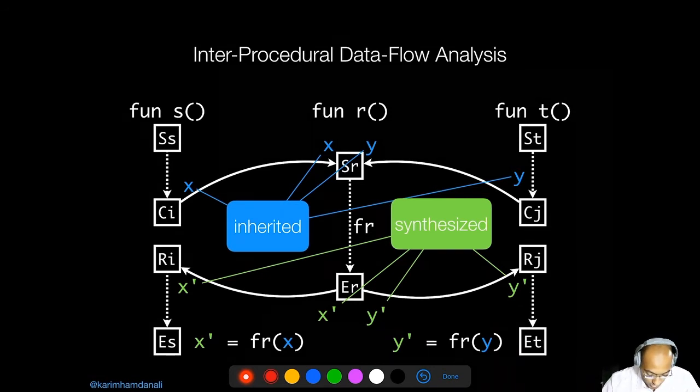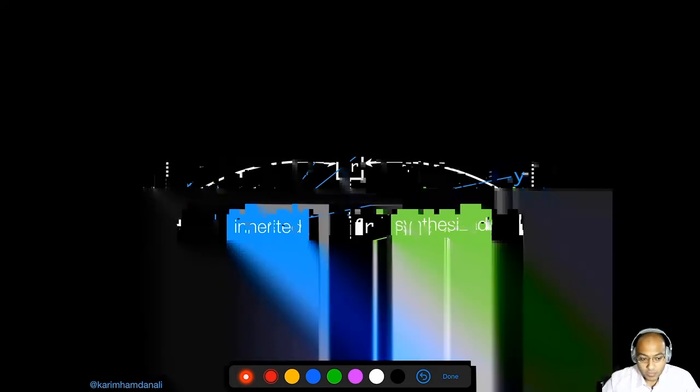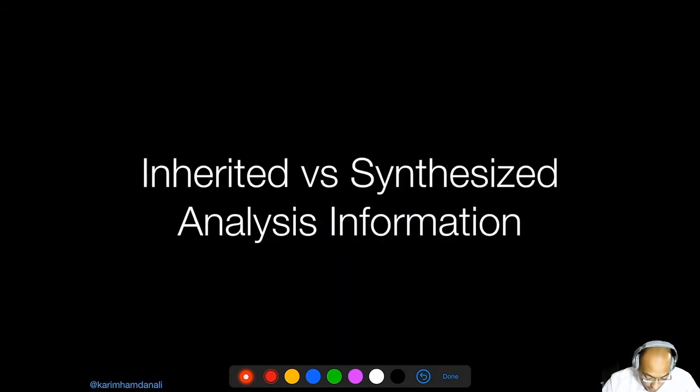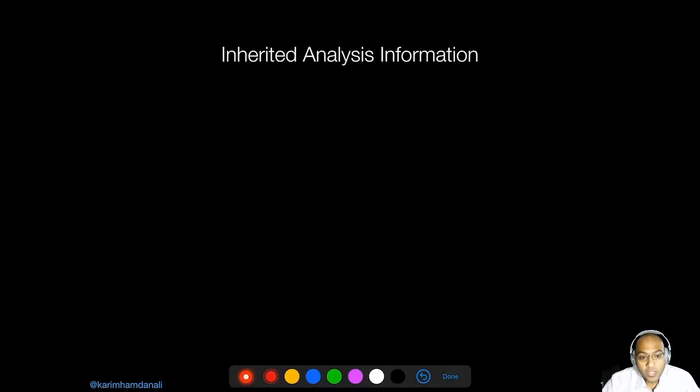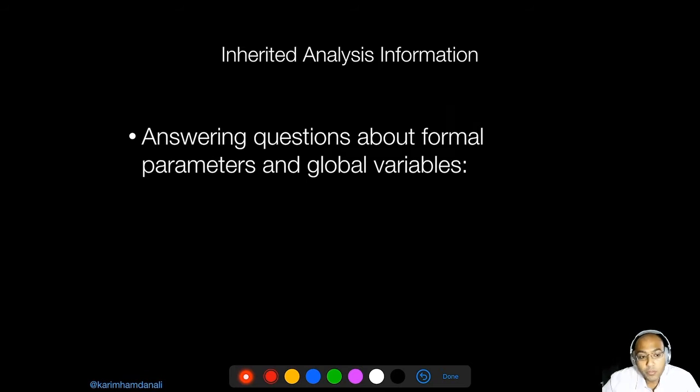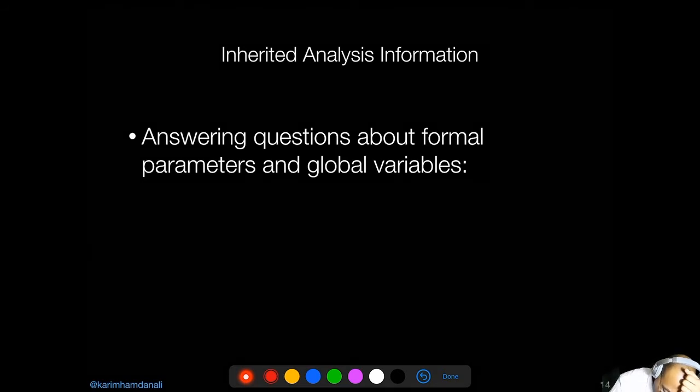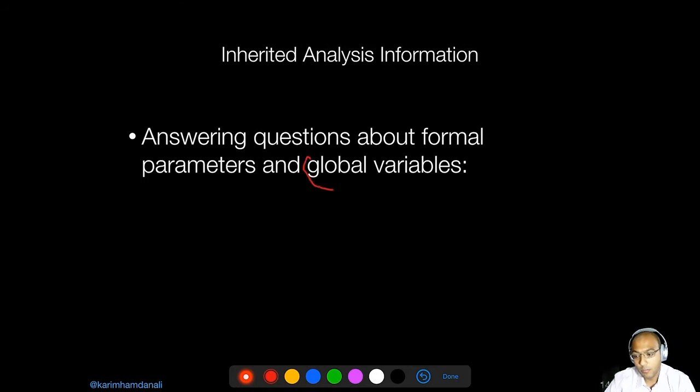All right. So what is the difference really between inherited and synthesized analysis information? It is as follows. Inherited analysis information, or the input facts, gives you information about formal parameters and global variables. Global variables is an important aspect of it. Formal parameters are kind of obvious because these are the arguments that are being passed from the call site to the method itself. So it's obvious that we can see that.